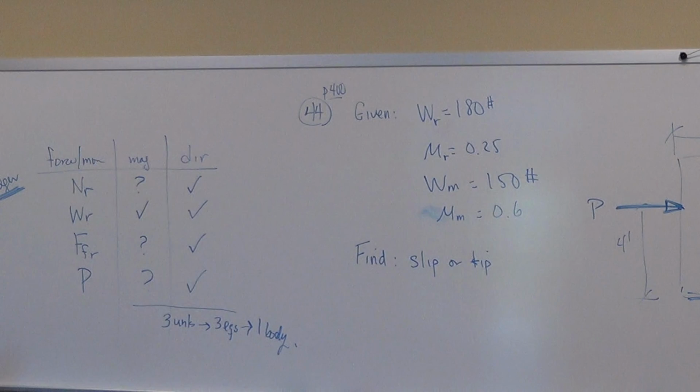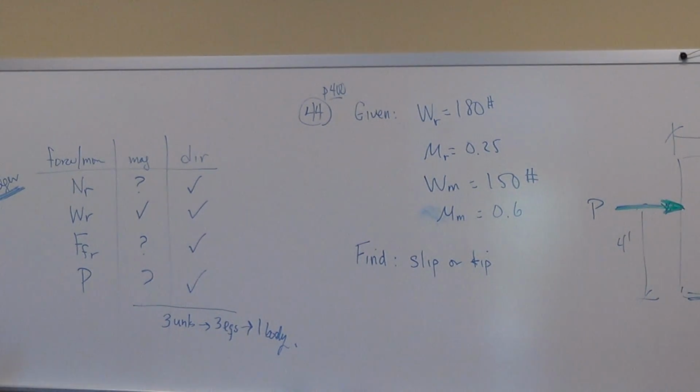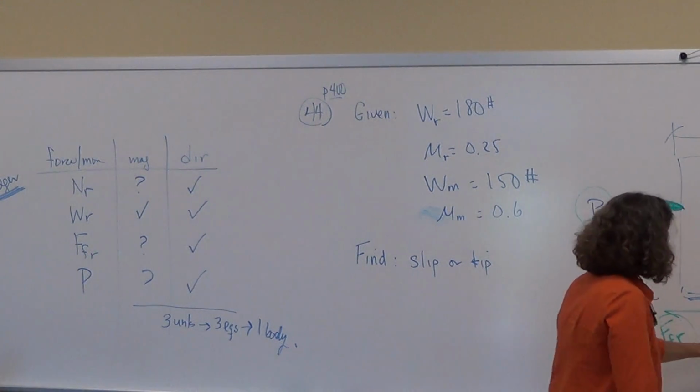Analyzing it for sliding, let's put all the forces in. We have P in already. We have the normal from the fridge. It's moving to the right, which way is the friction? Left. Friction for the refrigerator, and then we have the weight of the refrigerator. This is an unknown, this is an unknown, this is an unknown.